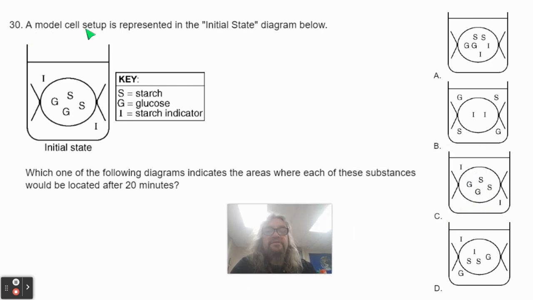Number 30, a model cell setup is represented in the initial state diagram below. Which of the following diagrams indicates the areas where each of these substances would be located after 20 minutes? Is it diagram A, diagram B, diagram C, or diagram D?